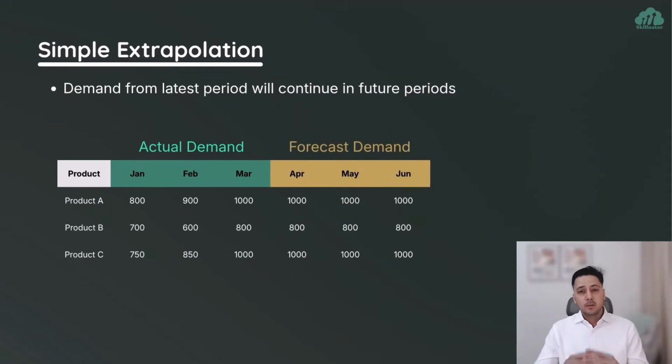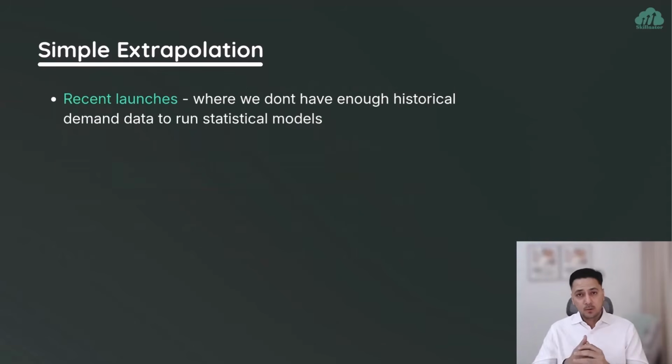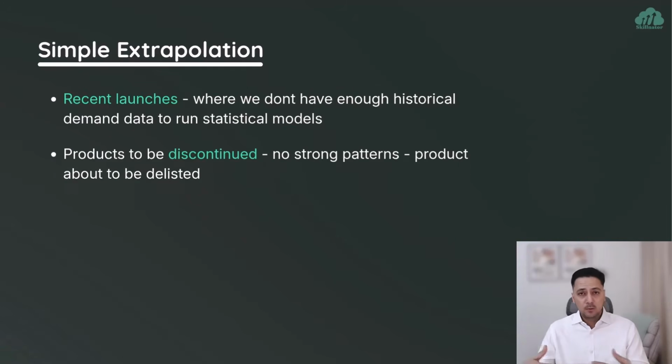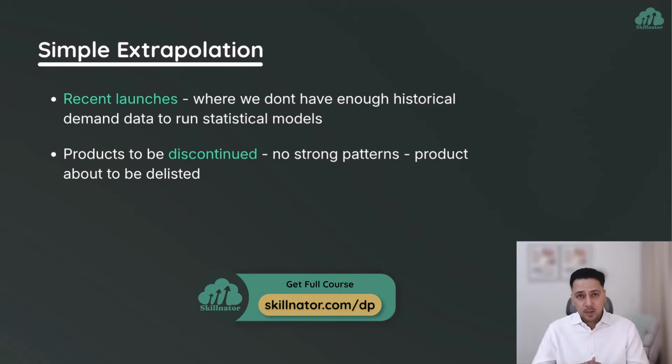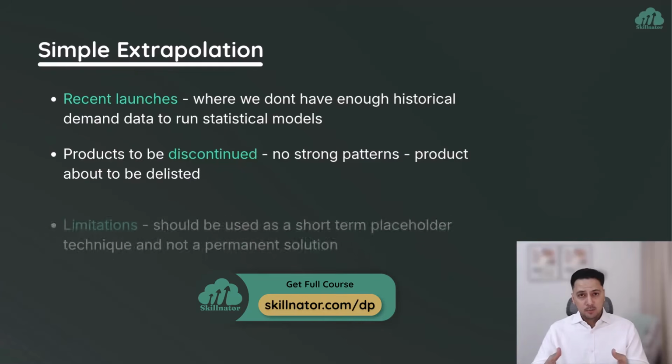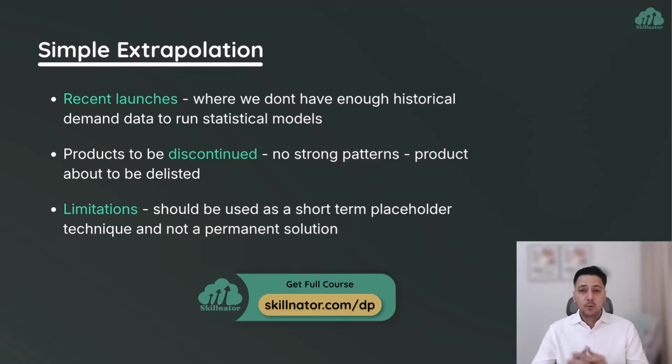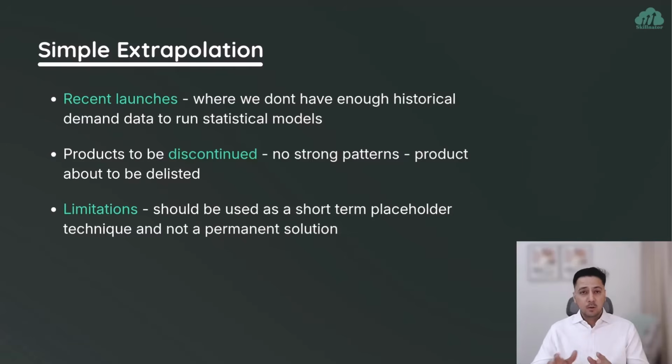In practice, this technique is only useful in very specific situations. It is commonly used when a product has very recently been launched and we only have 2 or 3 months of historical data, or a product is being discontinued and we expect the demand to taper off without strong patterns. In these cases, there simply isn't enough history to apply more structured techniques like moving averages, time series, or regression. This technique comes with clear limitations. It ignores trend, seasonality, or any sort of business drivers, so this should be treated as a short-term placeholder and not a long-term forecasting solution.